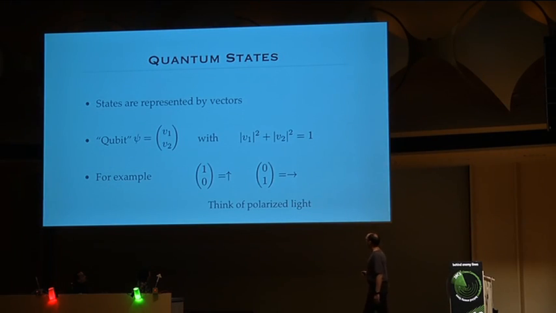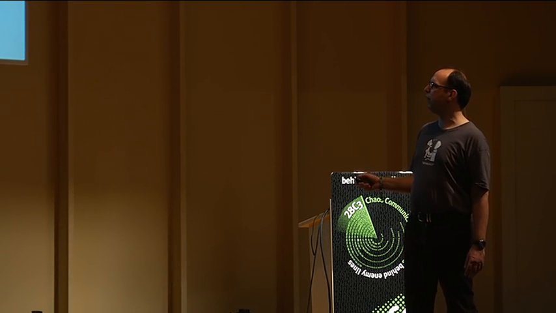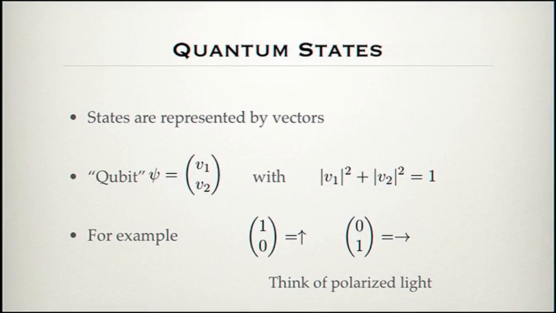It usually gets a Greek name, so let's call this one psi. For the case that you just write two numbers on top of each other, this is called a qubit, for quantum bit, if you like. There's one further condition, and that is that the absolute value of the first entry squared plus the absolute value of the second entry squared has to be 1. So let's look at examples. The examples I'm going to use in the following are the ones with 1 and 0, and 1 squared plus 0 squared is 1, so this fulfills this condition.